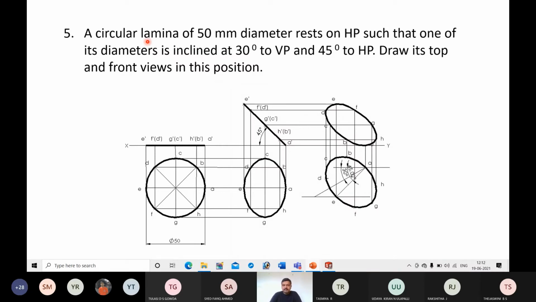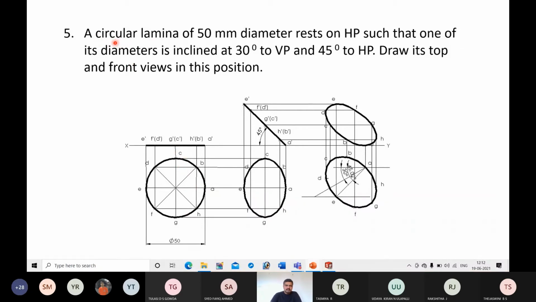There is a difference between the remaining polygons and a circular lamina. In case of polygons, you will have predefined corners, whereas in case of a circular lamina, you don't have these corners. So for construction purposes, we will divide the circle into a number of equal parts. This is just to define the boundary of the circular lamina. We are going to divide the circle into a number of points. Okay, that is one thing.